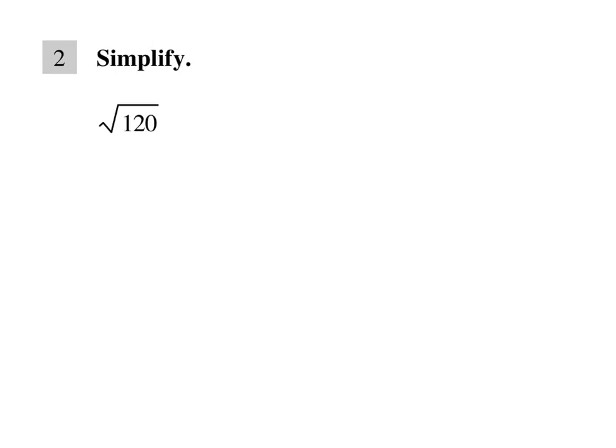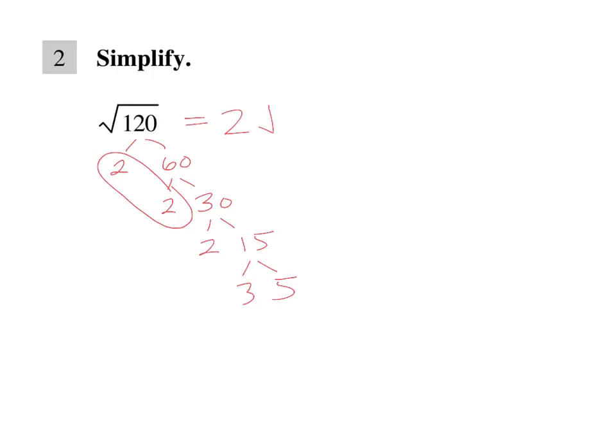What times itself is 120? There is no whole number times itself that's 120. So we have to use a prime factor tree. 2 times 60, then 2 times 30, then 2 times 15, and 3 times 5. So I have a pair of 2's. So I could pull out a 2, and left hand side I have 2 times 3 times 5, which is 30. And that's it. We're done.